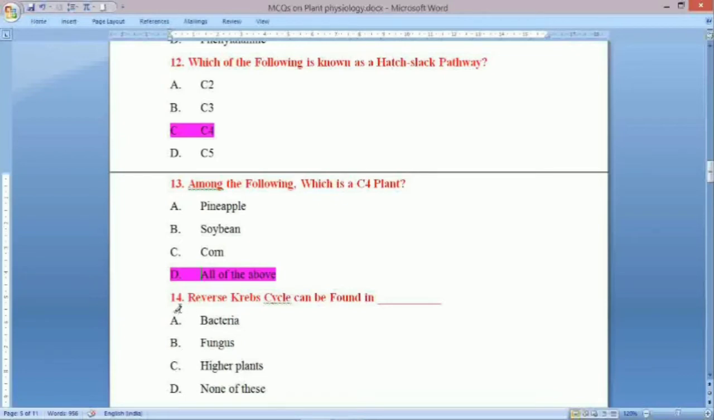Next question, question number 14. Reverse Krebs cycle can be found in. And here option is A, bacteria, B, fungus, C, higher plants, and D, none of these. And here the right answer is option A, bacteria.